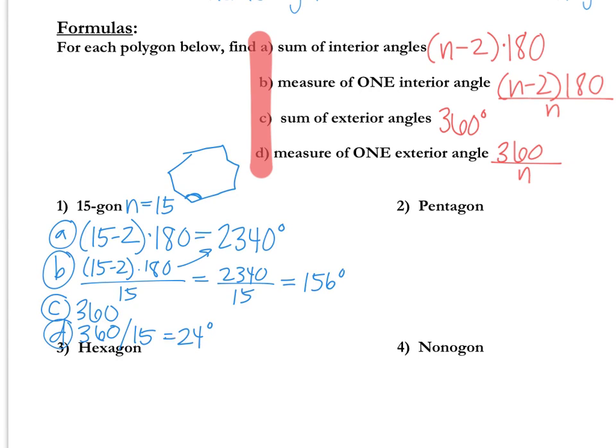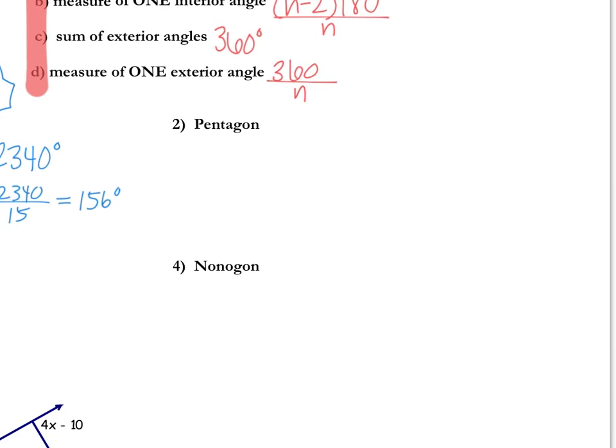If you forgot what exterior angles are, that would be if I extended this side, it would be this angle right here, the angle on the outside. So if you took this angle, it'd be this angle right there, the exterior angle. All right, so now we're going to try a pentagon. We'll try one more together, and then you will have some to work on tomorrow.